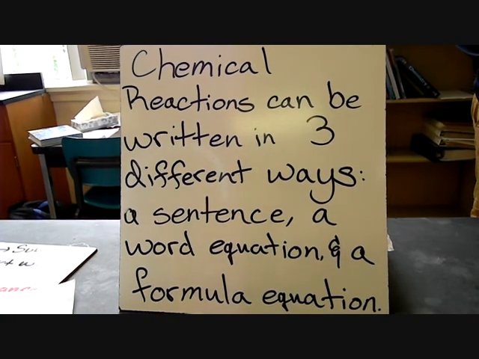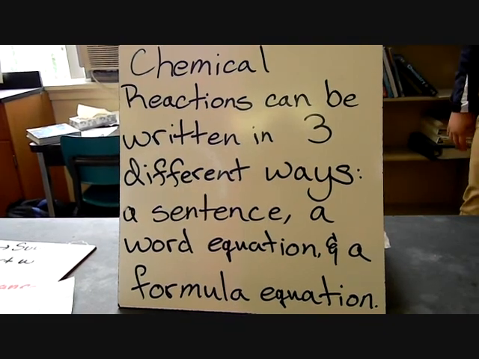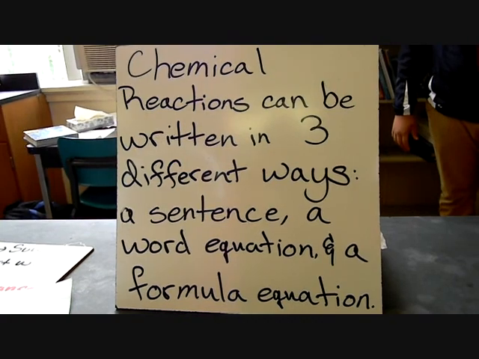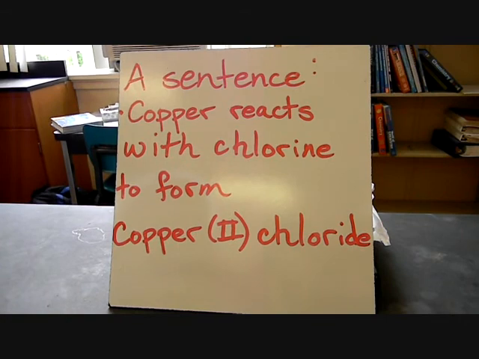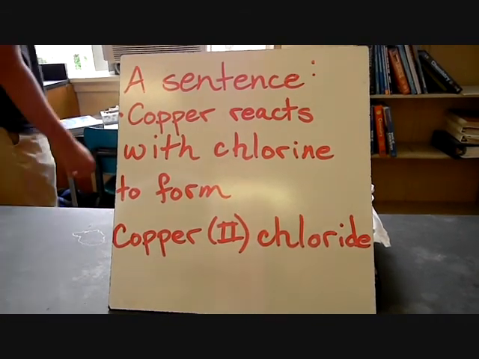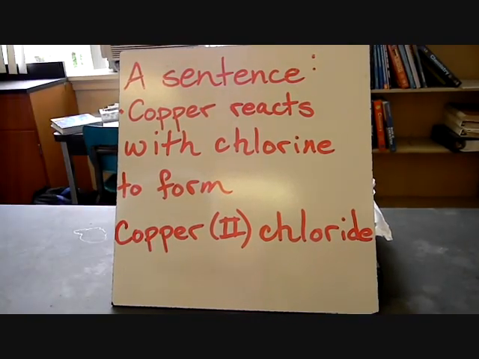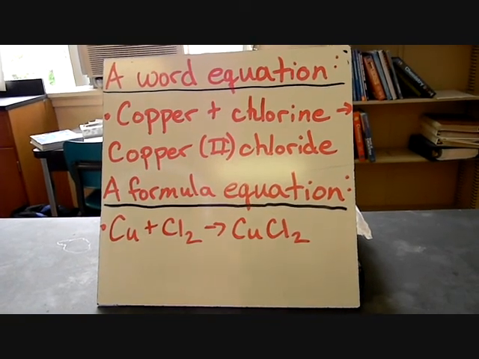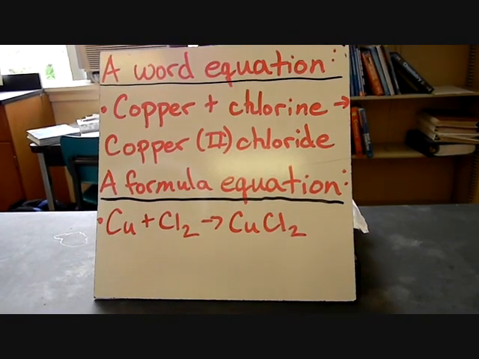Chemical reactions can be written in 3 different ways: a sentence, a word equation, or a formula equation. A sentence example: copper reacts with chlorine to form copper 2 chloride. A word equation: copper plus chlorine equals copper 2 chloride. A formula equation: Cu plus Cl2 yields CuCl2.